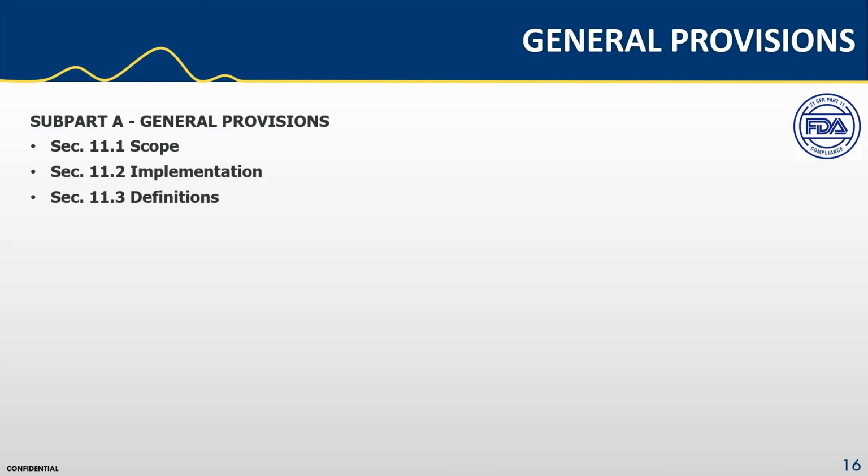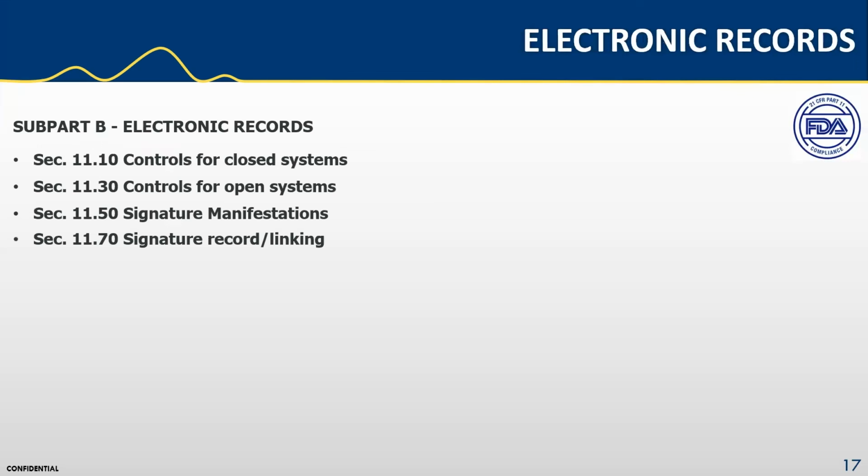In Part 11.2, implementation, this section explicitly states that companies can use paperless record-keeping systems if they are in compliance with this regulation. In Part 11.3, the FDA provides definitions for some of the terminology that will be used later in Part 11. One example would be the difference in definitions between closed systems and open systems. If we look at a portable particle counter, I'd consider that a closed system, whereas a real-time monitoring system would be considered an open system, just for your information.